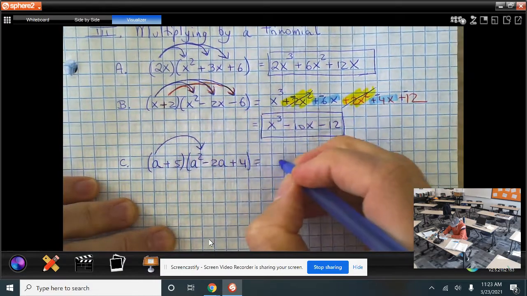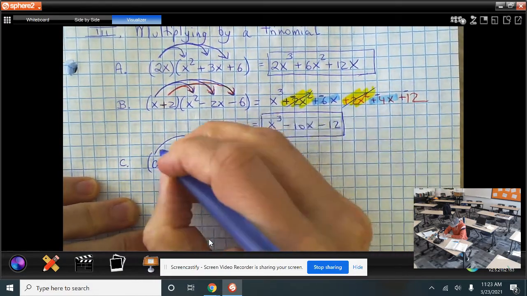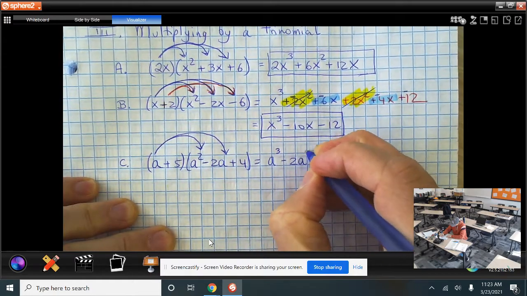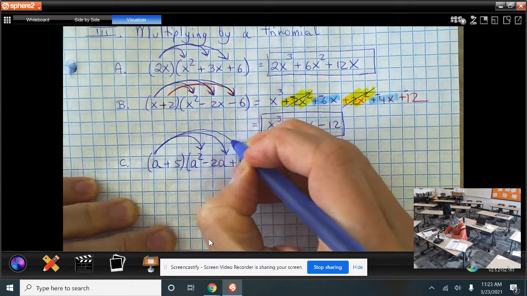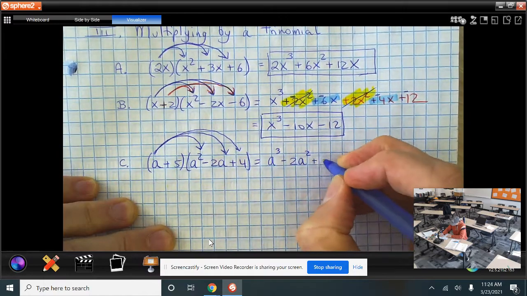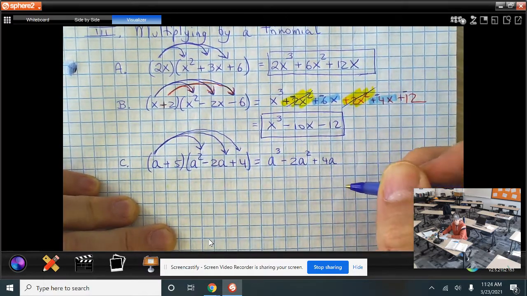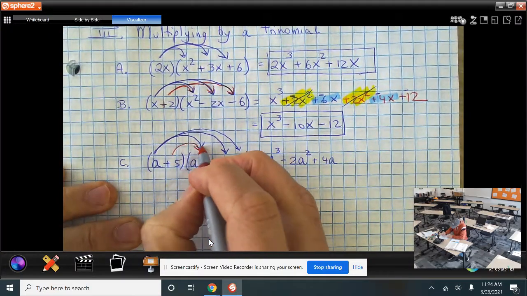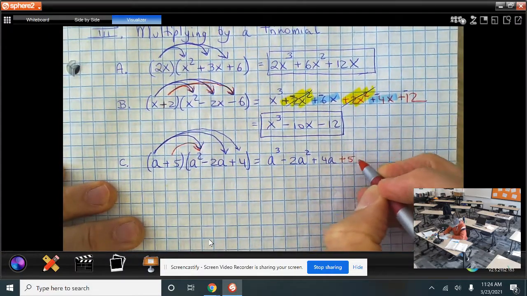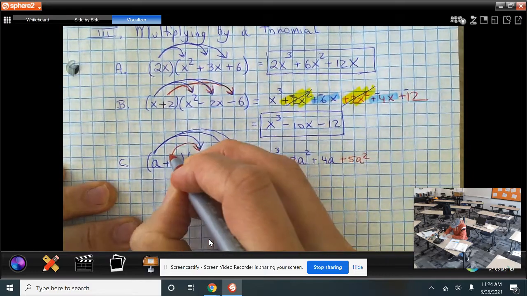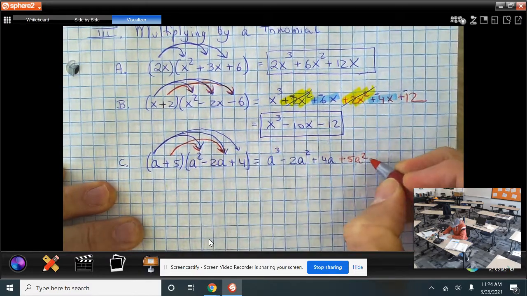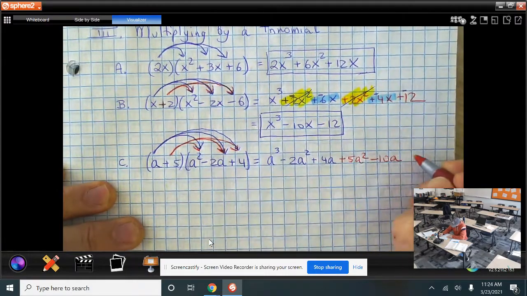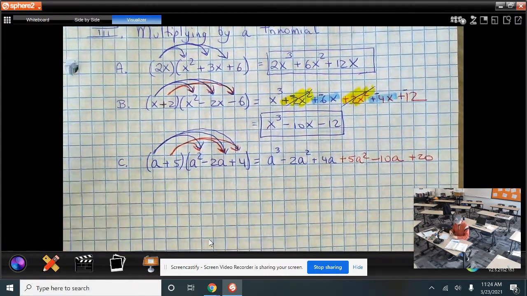A times a squared is a cubed. A times negative 2a is negative 2a squared. A times 4 is 4a. Now let's do the 5. 5 times a squared is 5a squared. 5 times negative 2a is negative 10a. 5 times 4 is 20.